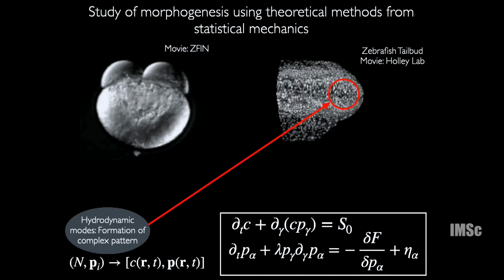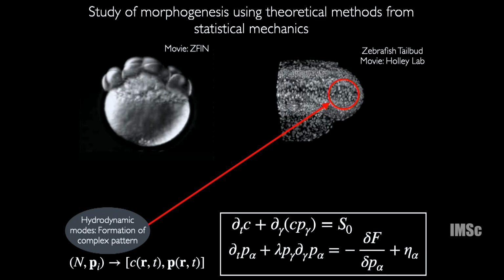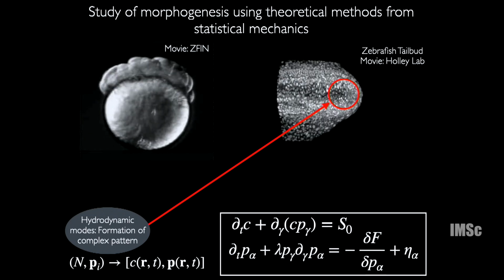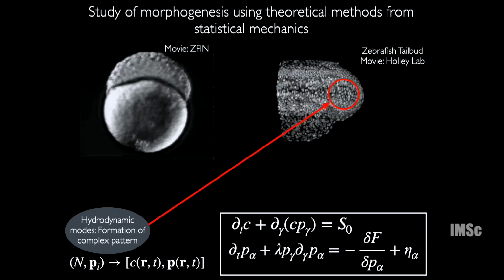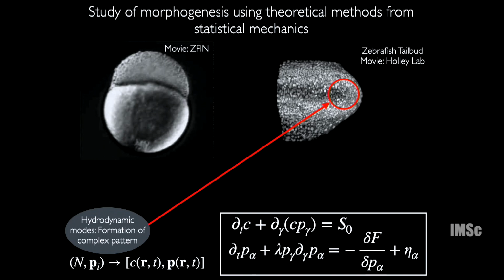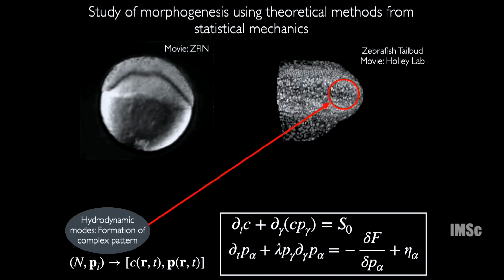continuously varying in space. So the first equation is simply the conservation equation for the density, but it will not be conserved if there are cell divisions, or cell death. That's why I have put a term S naught over there.